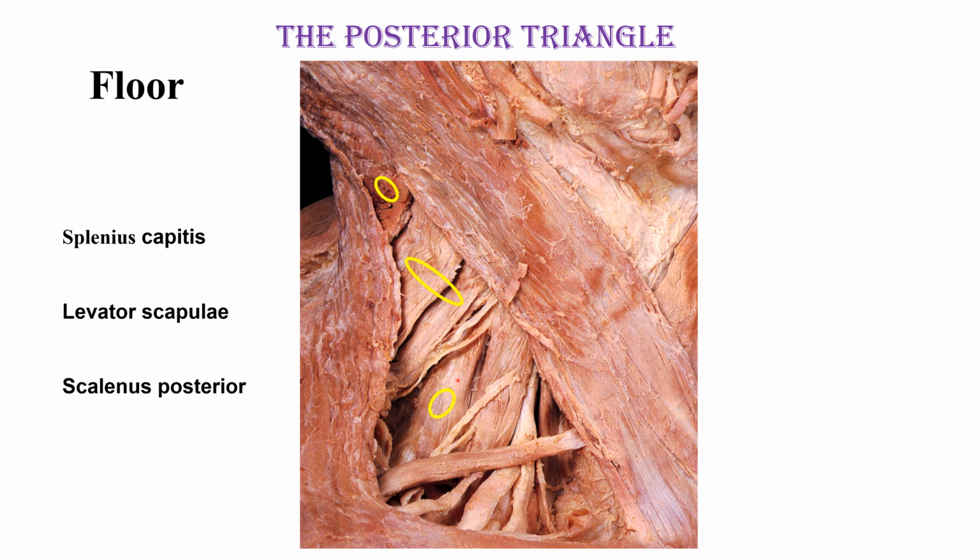And then here is what we call the scalenus posterior. It does not often appear in the posterior triangle. Then that is the scalenus medius, and lastly that is the scalenus anterior. So that is the variation which you could face in the floor of the posterior triangle.